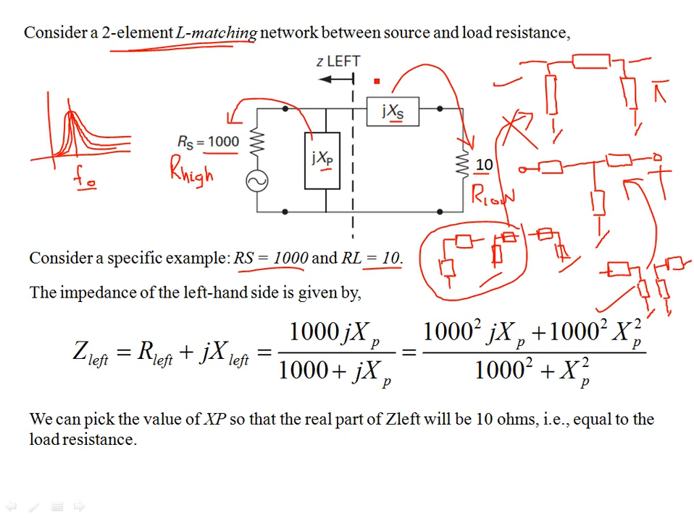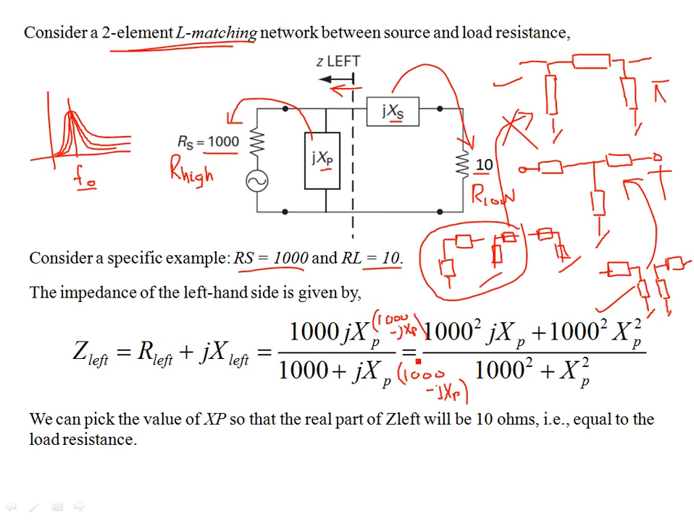So for the impedance, if you look at the left side of the circuit, you combine this 1000 with JXP, and you do this algebra. You will find that it has both real and imaginary parts. For example, 1000 multiplied by JXP over 1000 plus JXP, and you rationalize this with 1000 minus JXP in order to produce real and imaginary parts that can be separated. So you multiply and divide by the same factor, 1000 minus JXP.